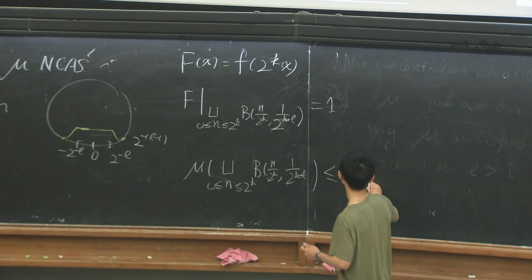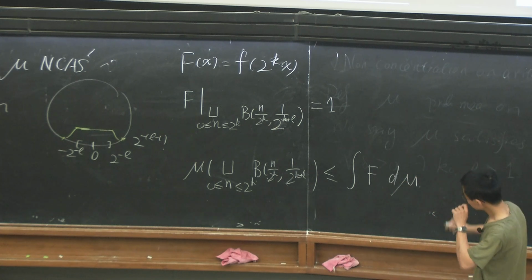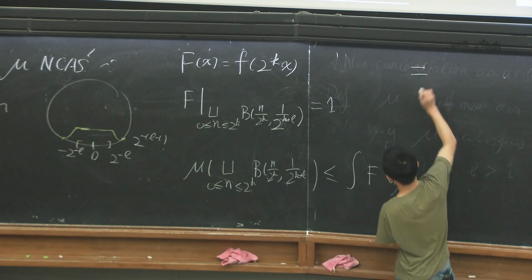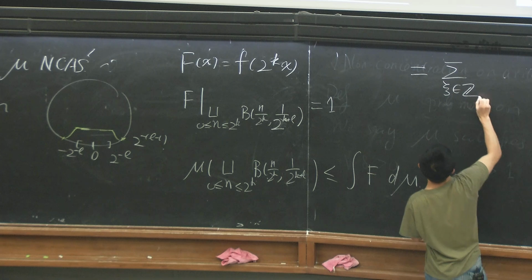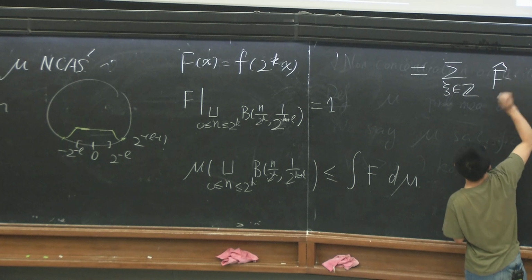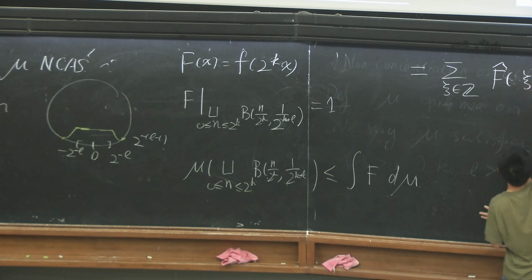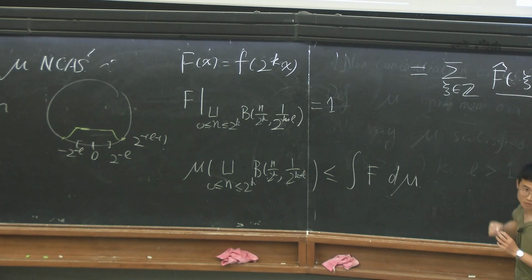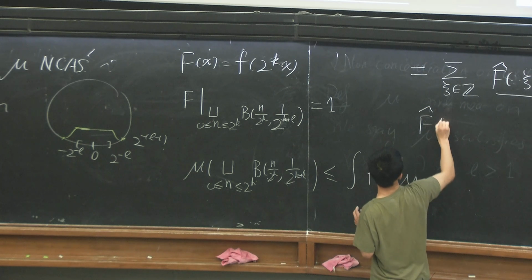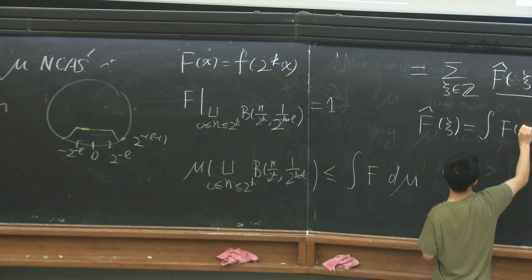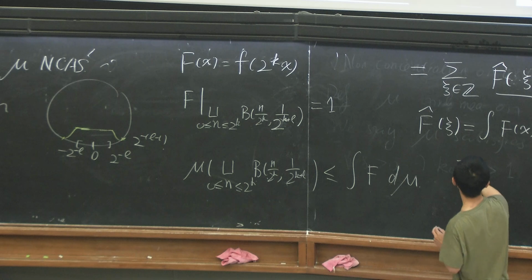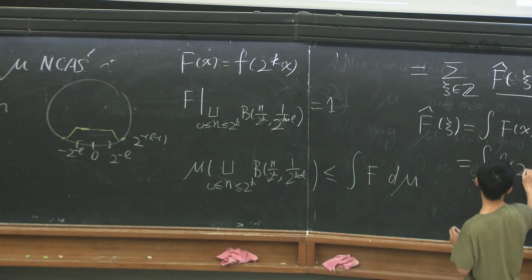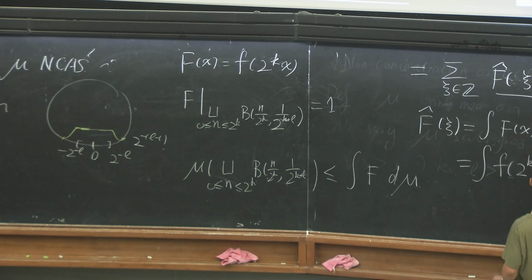Then the measure will be smaller than the integral of F d mu. Then we can do the Fourier analysis. This integral is equal to the sum over the frequency, with frequency in Z, of the Fourier coefficient of F at frequency minus c times the Fourier transform of mu at frequency minus c. Then we need to compute this term. Let's do the computation. It's just the integral of F(x) e^{2 pi i c x} dx. Then you can use the definition: it's small f of 2^k x times exponential 2 pi i c x dx.